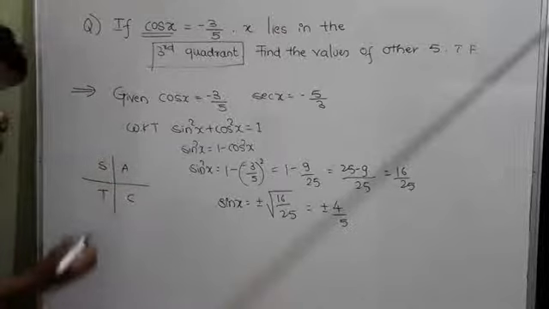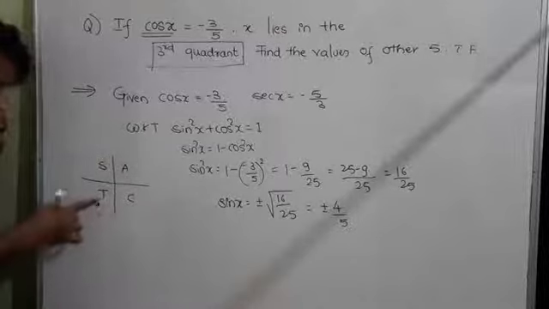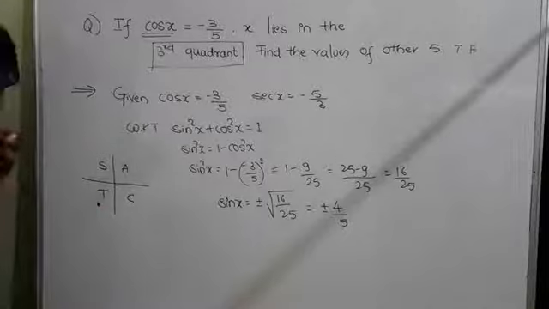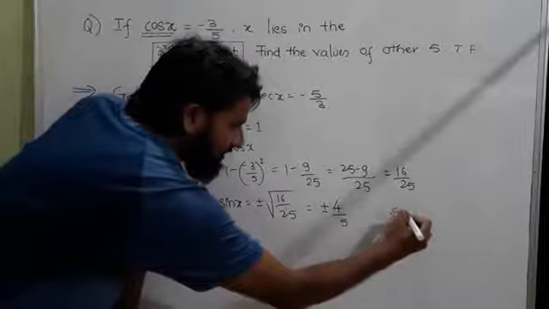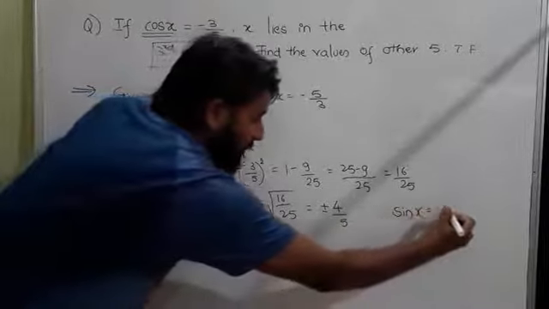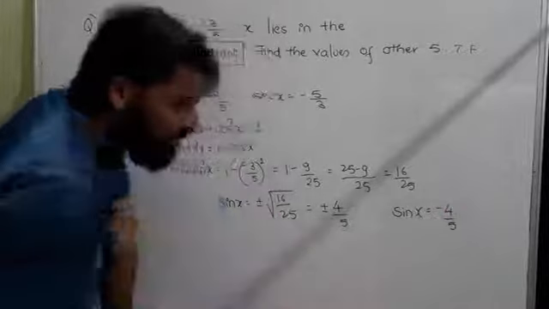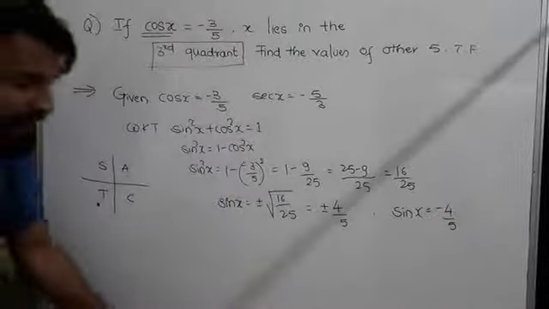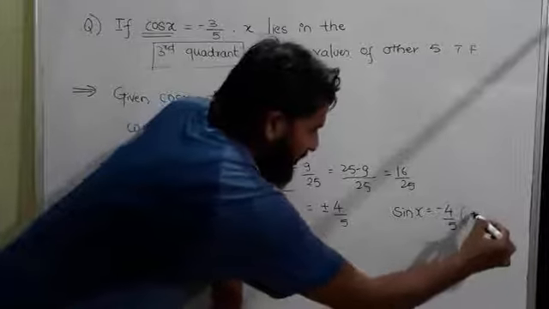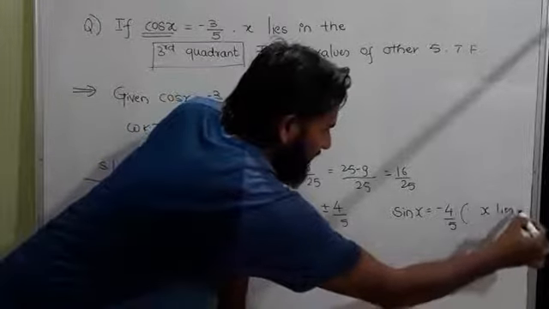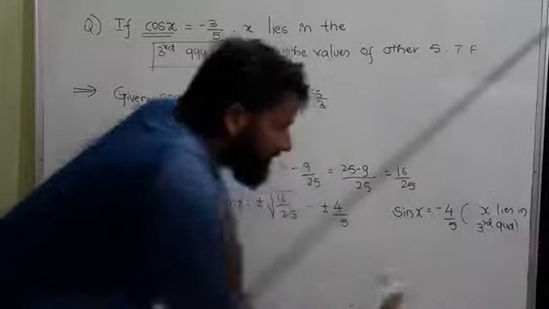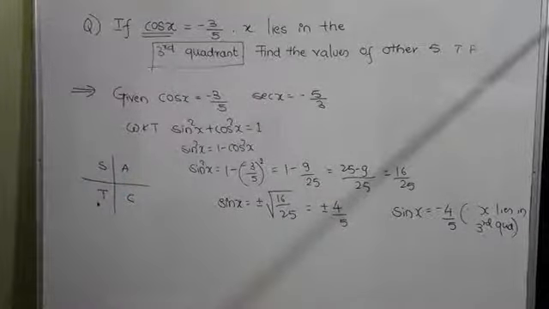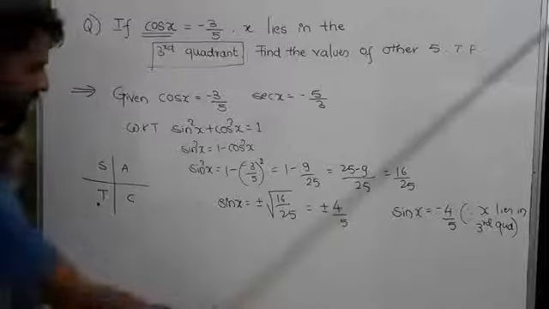Since x is lying in the third quadrant, in the third quadrant only tan and cot are positive, the rest are negative. Yes or no? So here, therefore, I have to take sin x is equal to minus 4 upon 5. And the reason being, x lies in the third quadrant. If you want, you can write this. X lies in the third quadrant.